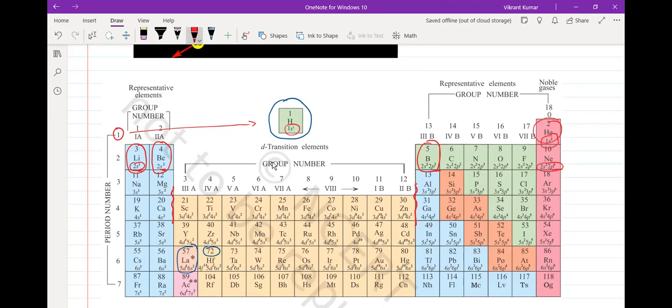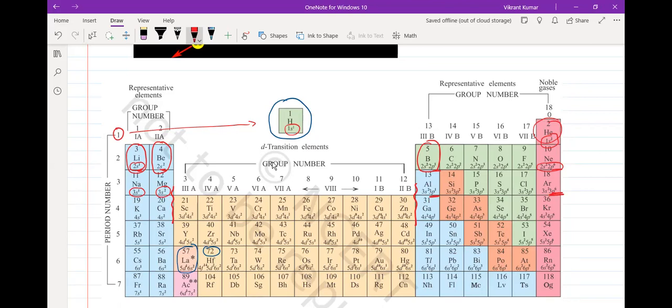After that 3s will be filled, so 3s1 is the outermost configuration of sodium, obviously after neon, and then 3s2 is for magnesium, and then 3p1 to 3p6, we have got the configuration of the third period. Is it okay up to this point?